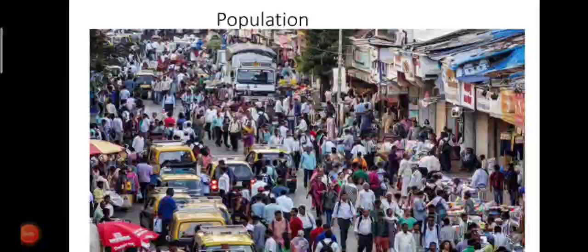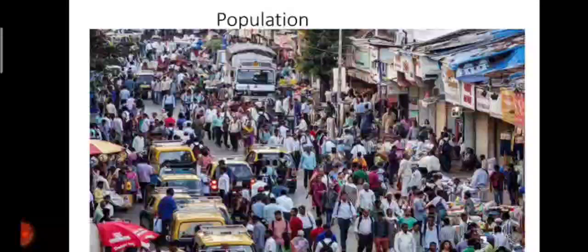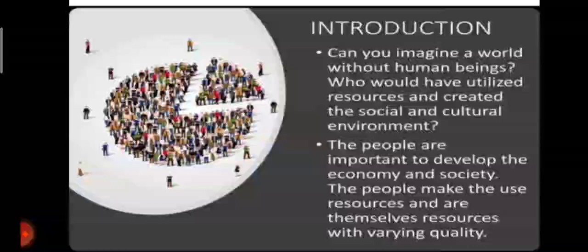This is the first video of chapter 6, Population. You can see in the picture there is a population of India.